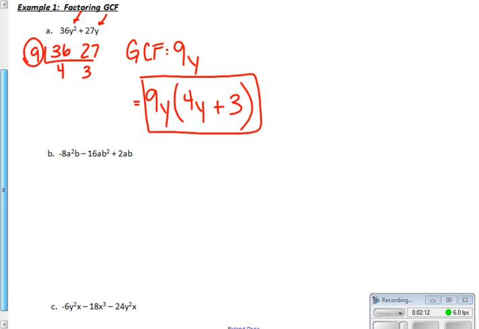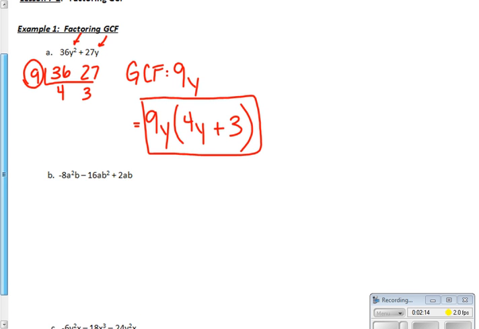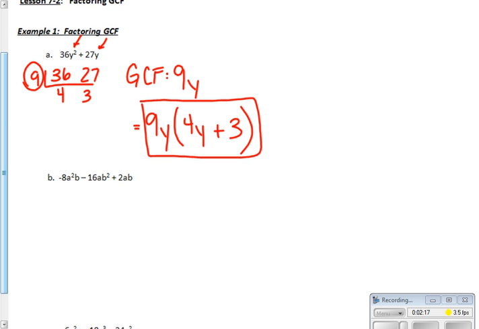Down in example B, same scenario here. We have negative 8a squared b minus 16ab squared plus 2ab. Looking at each of these terms numerically, I can go ahead and factor out a 2 out of each of the terms. Now I'm going to go ahead and look at the a values here. Well, this is a squared, this is a, and this is a. So the most I can take out is 1a. Look at my b's.